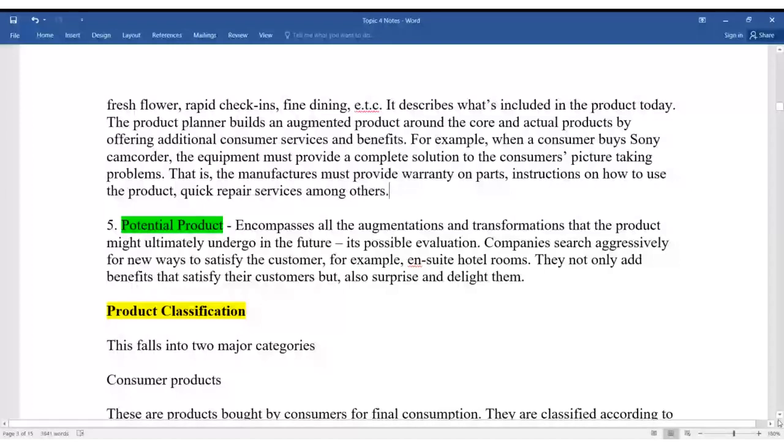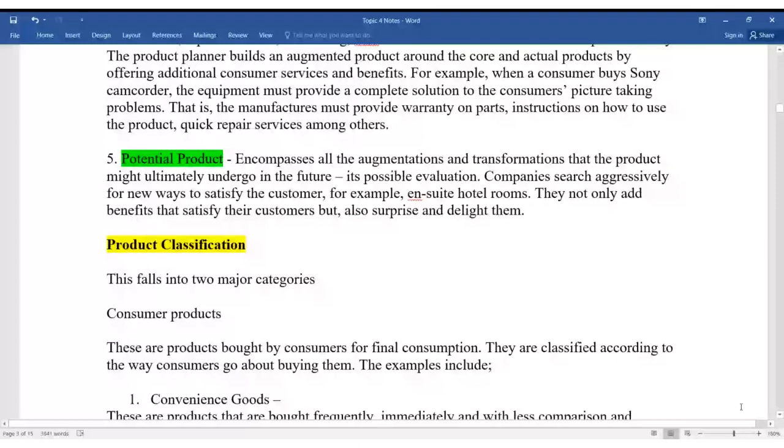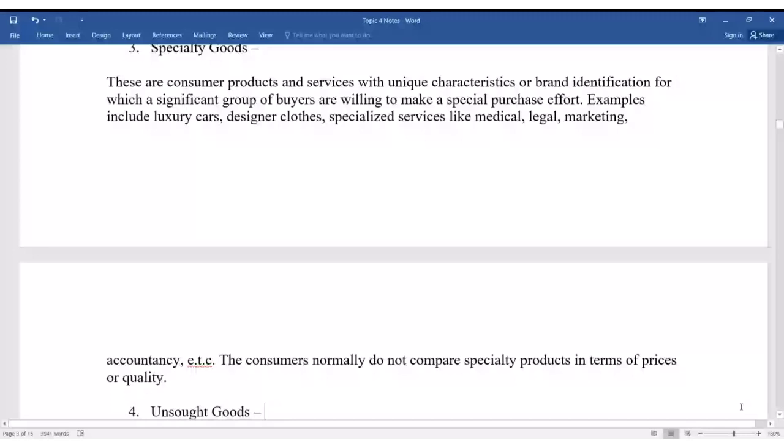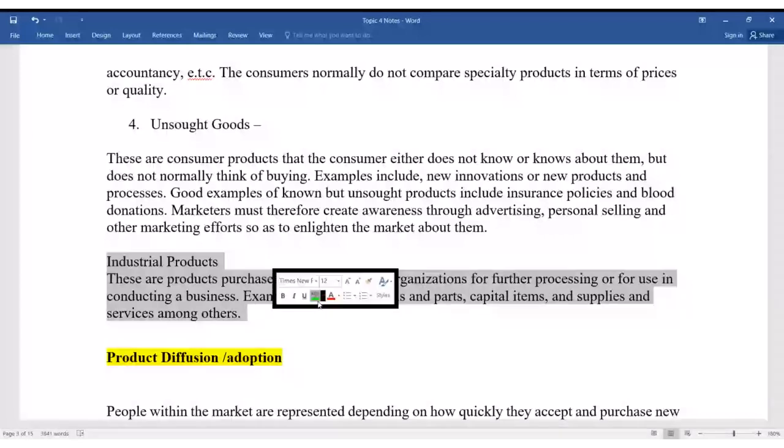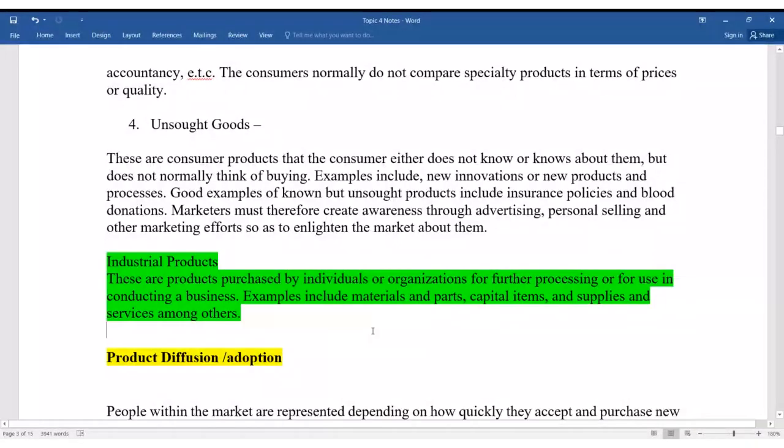And we can classify industrial products as follows. Let's look at classification of industrial products. Industrial products are classified, or examples are materials, raw materials. We talk about raw materials, parts and components. For example, car manufacturers normally use components or parts to assemble together to form a product.